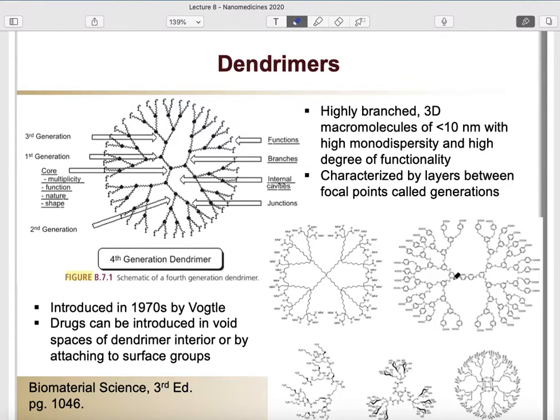And there are many different architectures that have been published. Another problem with this is that the synthesis of them is highly difficult. So it's not a material that would be readily adapted into clinical use necessarily. And as I mentioned, there have been some issues with cytotoxicity or a lack of biocompatibility because of the high functionality.